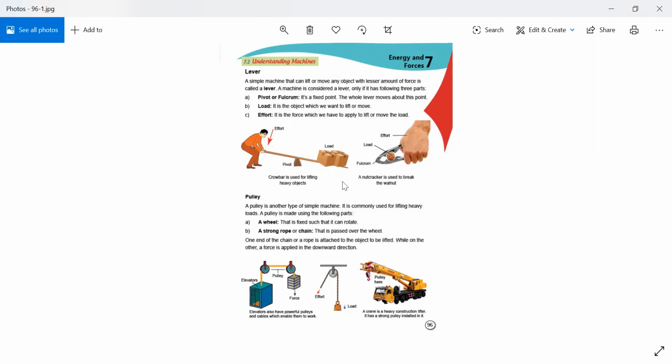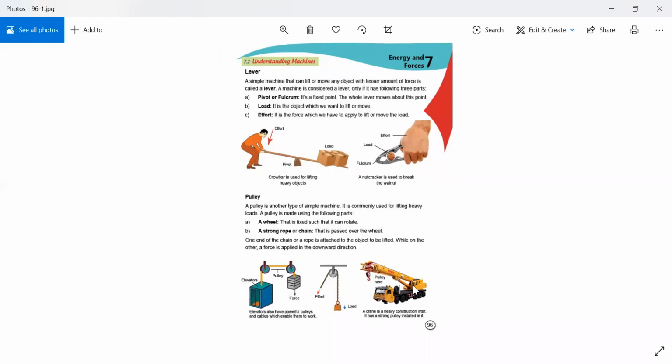What is a wheel? A wheel is a fixed point such that it can rotate the object. For example, you can see in this elevator that two wheels are placed. In this, you can see that one wheel is placed and the load we can measure. This is a crane, and where can we find its wheel? Its wheels are placed inside the crane.